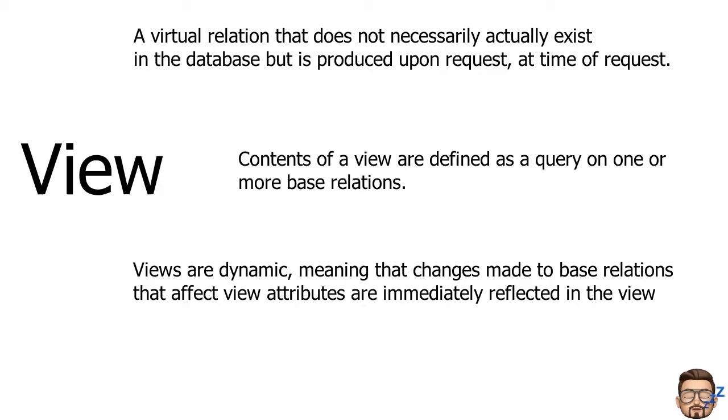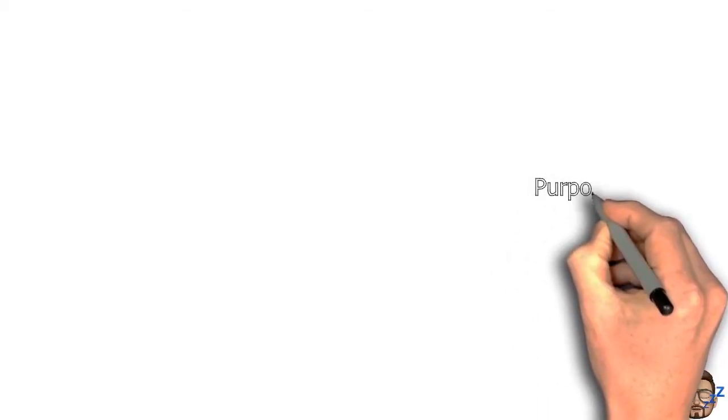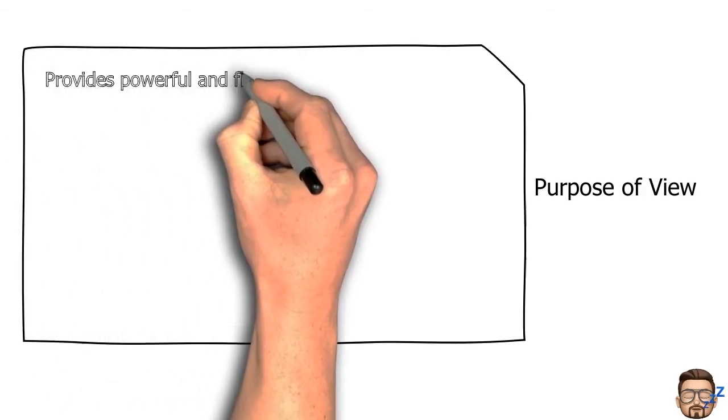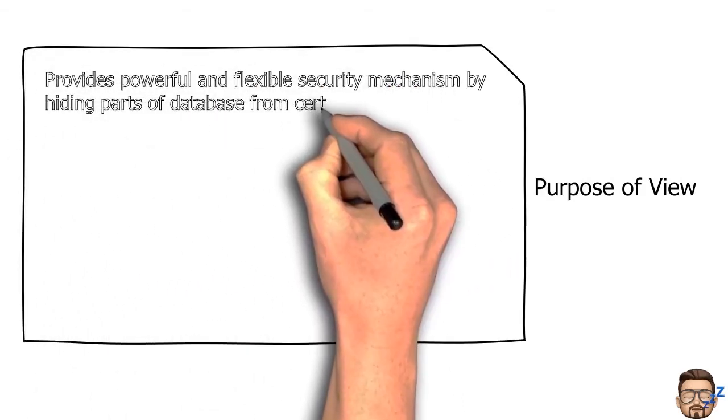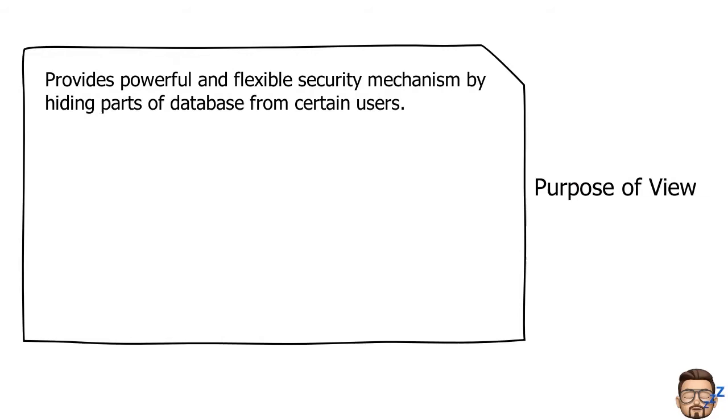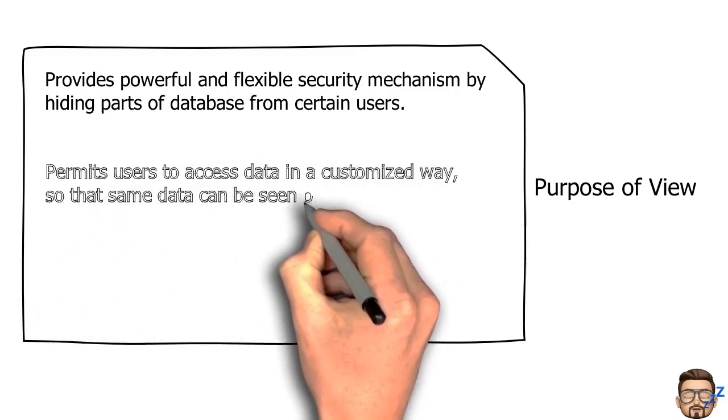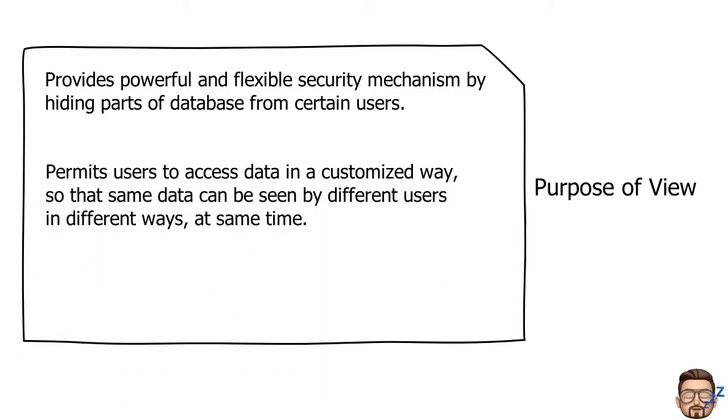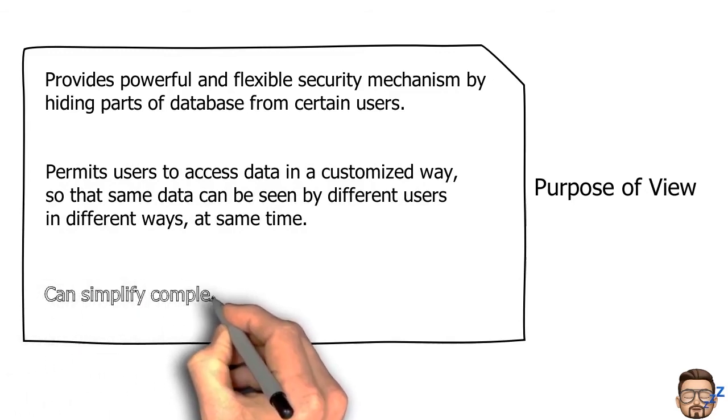Purpose of view. The first one, it provides a powerful and flexible security mechanism by hiding parts of the database from certain users. Not all users can see all the data inside the database. Second one, it permits users to access data in a customized way so that the same data can be seen by different users in different ways at the same time. The third one, it can simplify complex operations on base relation.